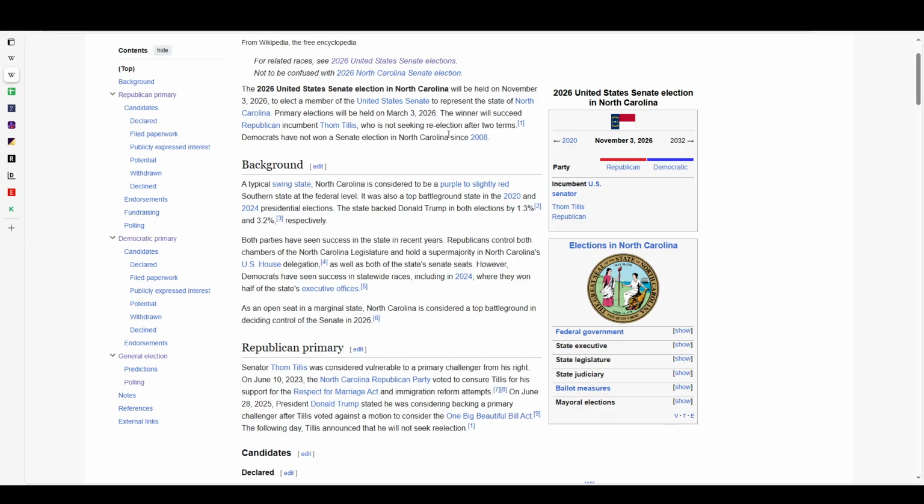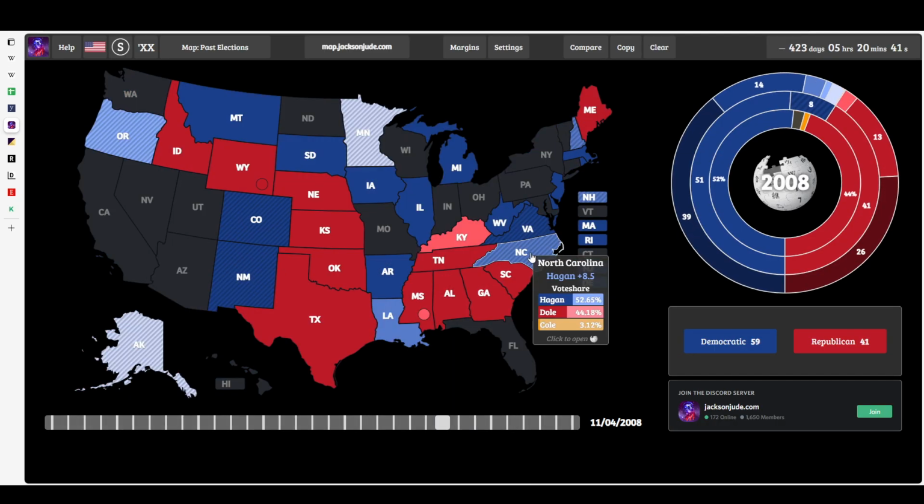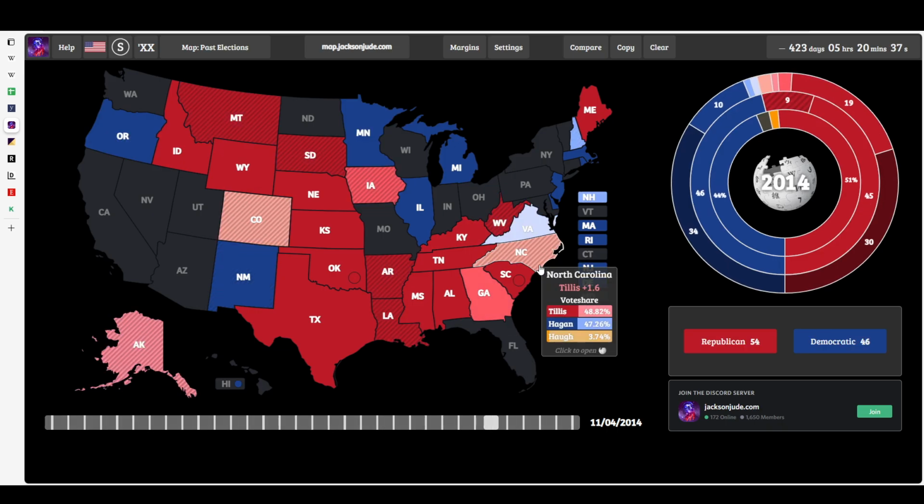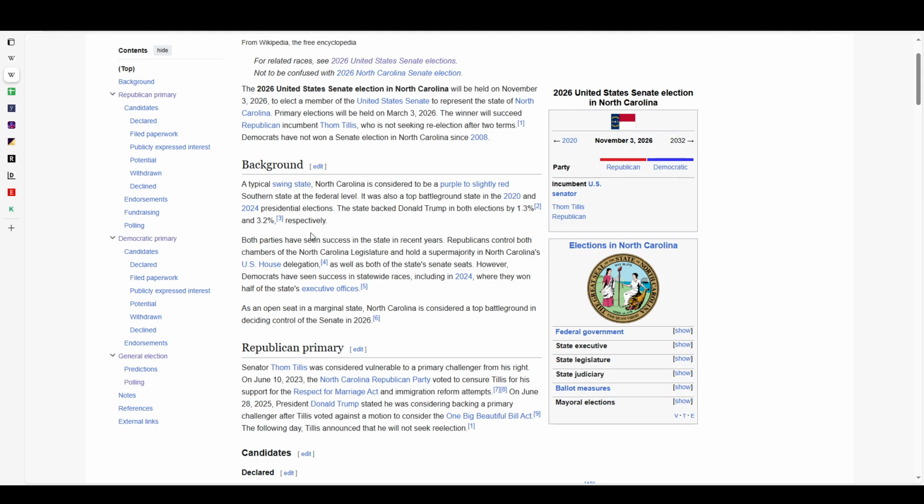Tom Tillis is not seeking re-election, and this very seat was actually the one that flipped for Kay Hagan in 2008 against Elizabeth Dole. And then in 2014, that red wave year, Tom Tillis beat Kay Hagan by 1.5 points, and won re-election by only 1.7 in 2020. He actually was relatively close to losing.